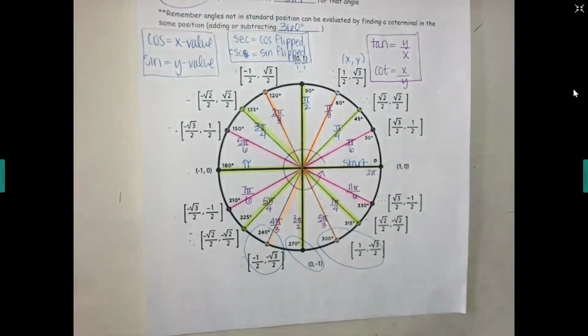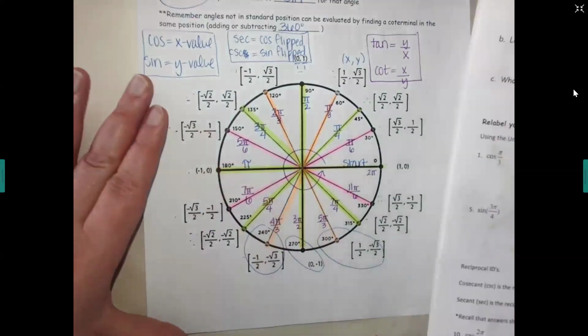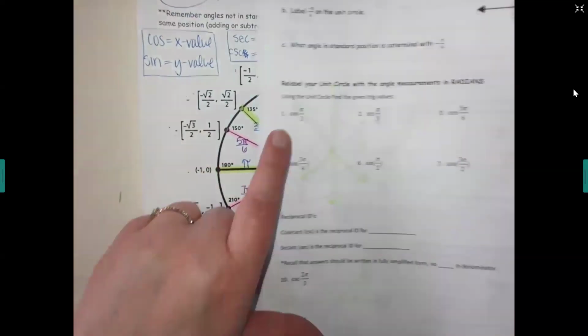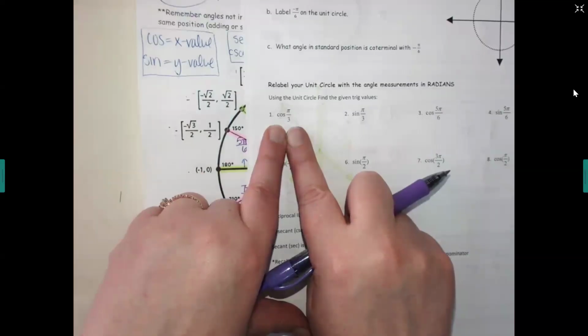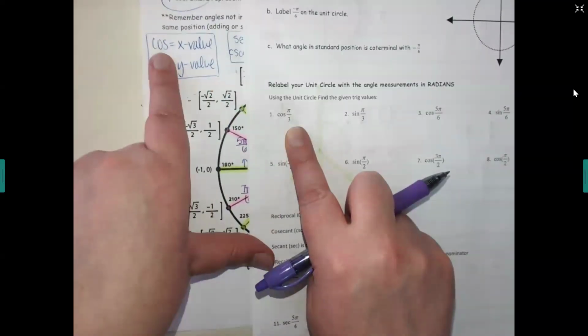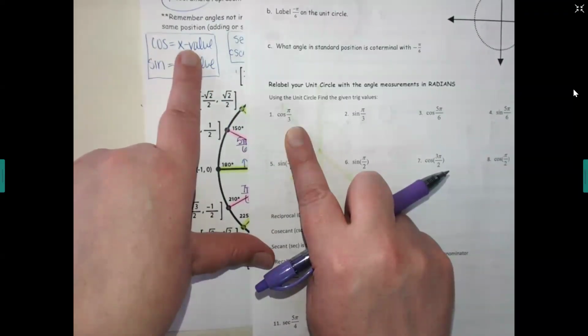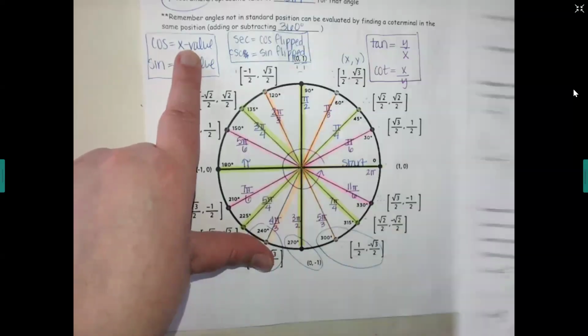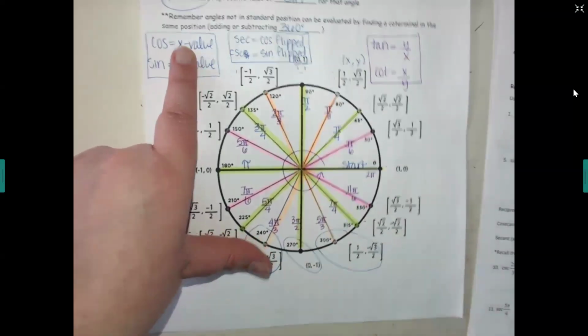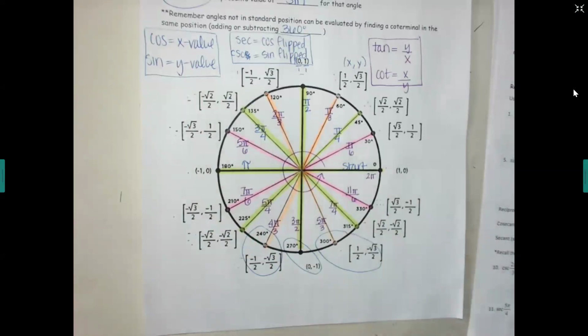Okay, and we're going to pick up on the examples with the unit circles, starting with number 1. Okay, so here's what it says. I want cosine pi thirds. Then you are going to go to the x value at pi thirds. So find pi thirds on your circle. Okay, pi thirds is the same as what degree? 60, and then you're going to write down the x. It's a half.